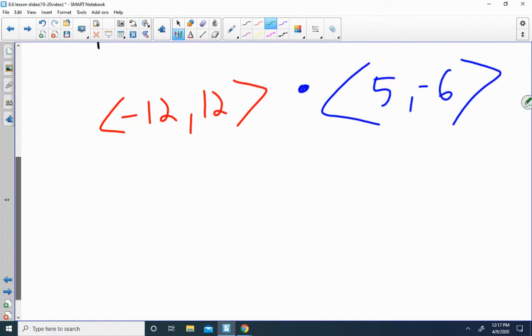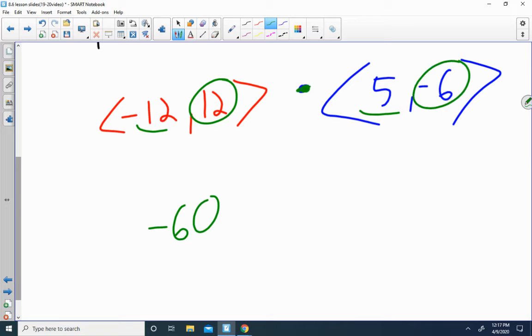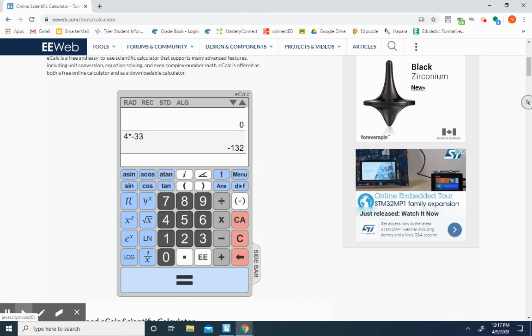So now that we got to do the dot product, multiply the first parts, negative 12 and 5, and that should get you negative 60. And then you got to do 12 times negative 6, and that should get you negative 72. Once you have those two results, add them together, and that should give us our answer. Negative 60 plus negative 72.